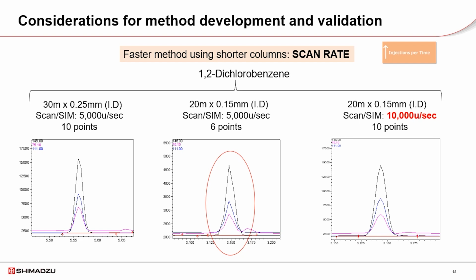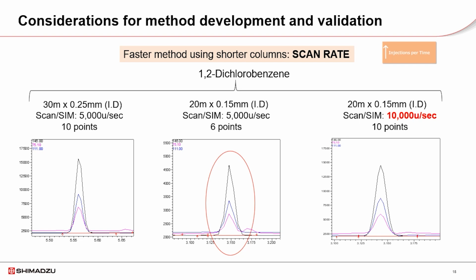However, the middle peak scan speed is the same as with the 30-meter column, but the chromatography doesn't have enough points because of the sharper peak. So it consists of only 6 points and looks slightly zigzag. At that time, we set a higher scan rate.